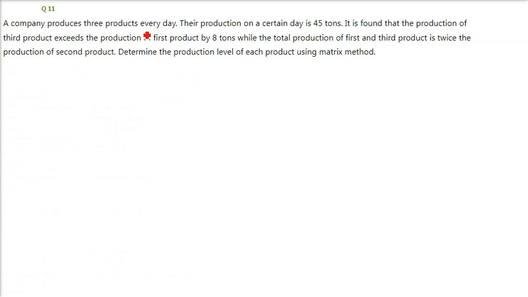A company produces 3 products every day. Their production on a certain day is 45 tons. So we know that three products X, Y, Z we can just add them and it is equivalent to 45 tons. It is found that the production of the third product exceeds the production of the first product by 8 tons, while the total production of the first and third product is twice the production of the second product. Determine the production level of each product using the matrix method.